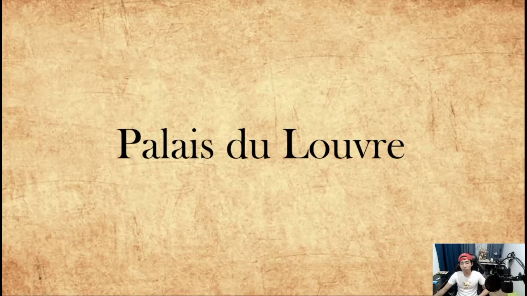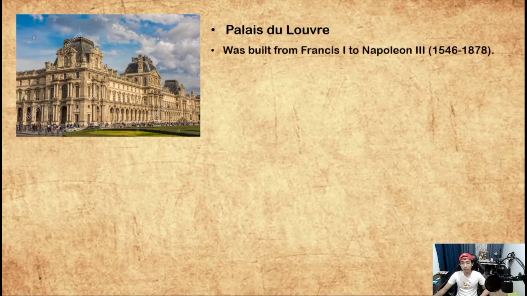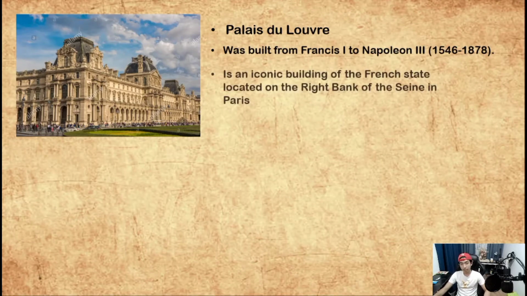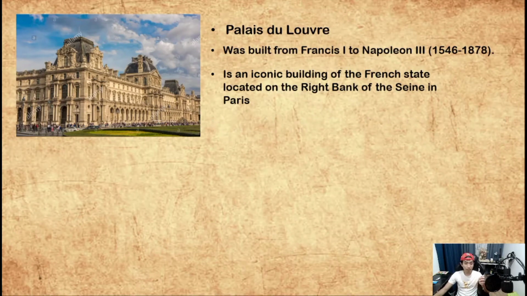Next, let's move on to the Palais de Louvre. So this was the image of the structure. The Palais de Louvre was built from Francis I to Napoleon III, from 1546 to 1878. It is an iconic building of the French state located on the right bank of the Seine in Paris. I agree that this is iconic because it is one of the most famous museums in the world.